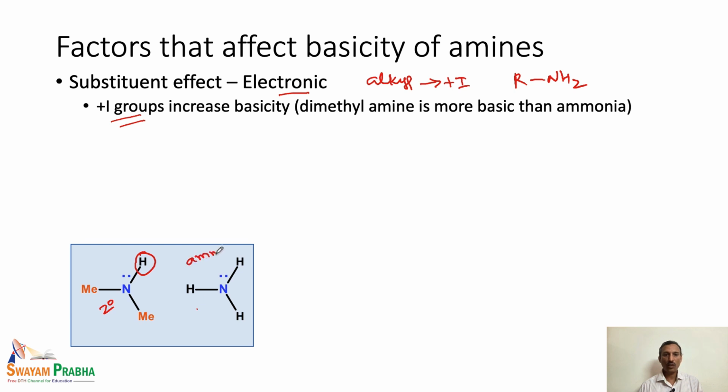If we are comparing the basicity of these two species, we can actually measure their pKa. As we mentioned earlier, when the pKa is higher, it is going to be a stronger base. That is the only thing you have to remember. In this case, the secondary amine has a higher pKa, that is 10.73, so it is going to be a stronger base compared to ammonia, which has a pKa of 9.26.